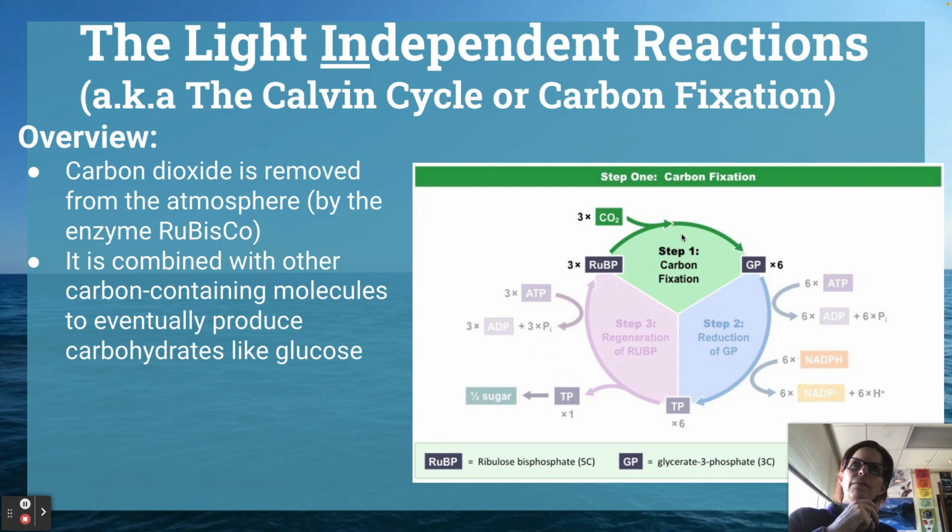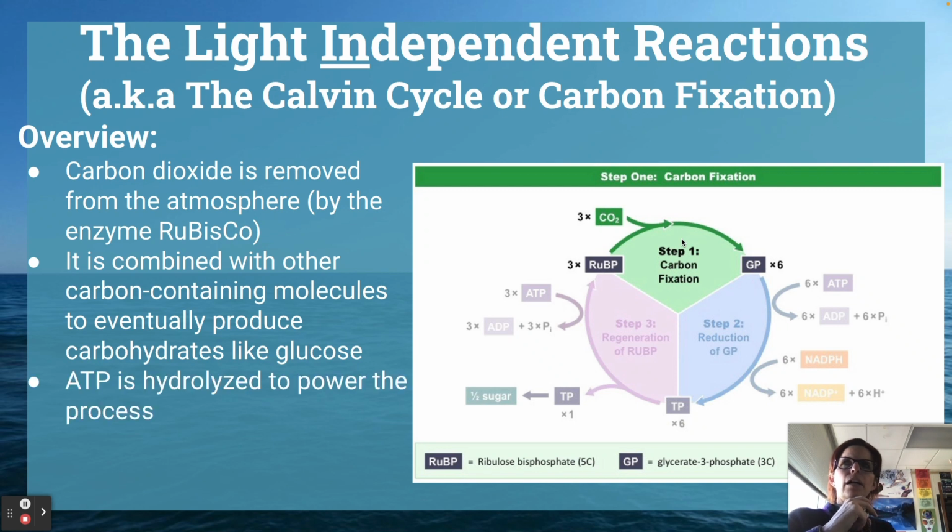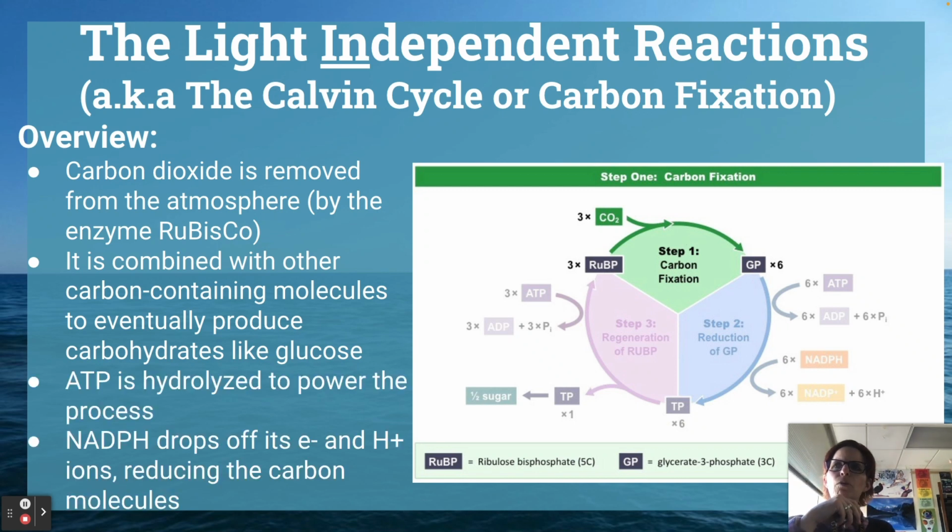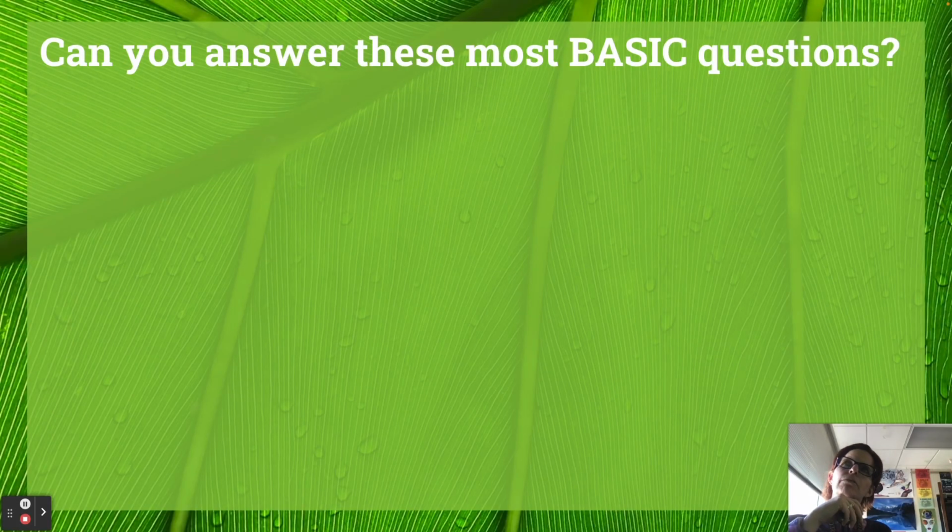Okay, so let's do a quick summary. Carbon dioxide is removed from the atmosphere by the enzyme Rubisco. It is combined with other carbon molecules to eventually produce molecules like glucose. ATP is hydrolyzed to power the whole process. And NADPH drops off its electrons and hydrogens, reducing the carbon molecules.